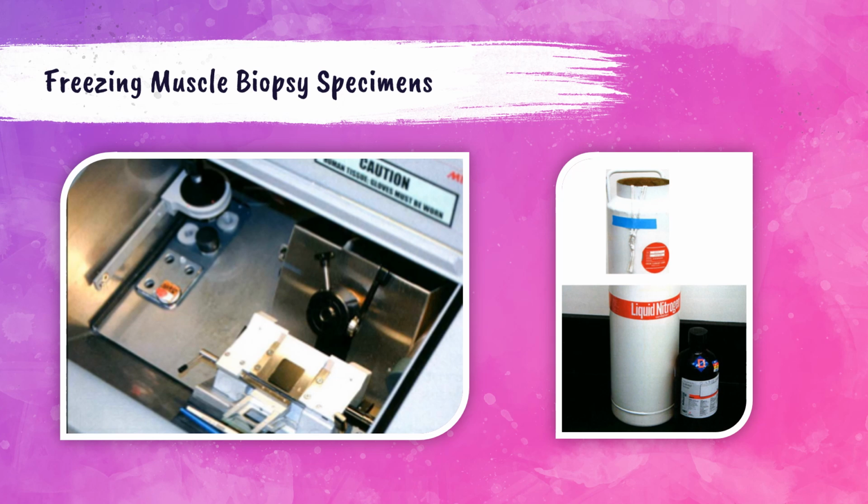The left-hand side photo here shows the cork with the muscle biopsy attached to a metal cryostat disc for sectioning. The photo on the right shows a liquid nitrogen container. The beaker of isopentane can be suspended here in this container until it's ready to be cut.